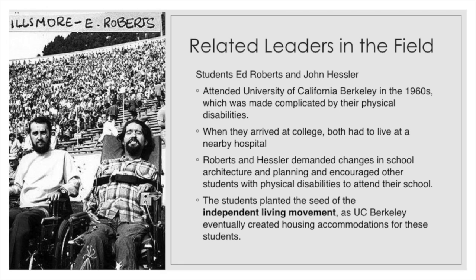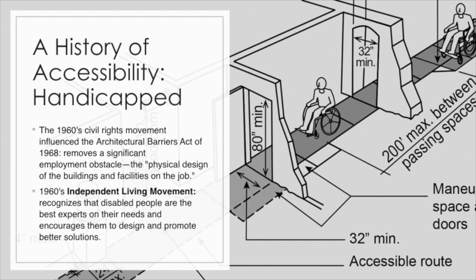This planted the seed of the independent living movement, which is an important term that's defined as recognizing that disabled people are the best experts on their needs, and it basically encourages them to design and promote what they see as best. And along with the independent living movement was the 1960s civil rights movement, which served to influence the Architectural Barriers Act of 1968. And this removes a significant employment obstacle, which is the physical design of buildings. And you can just think about all the different things like staircases and doorways, things like that, that would prevent people from being able to work in the same place as others.